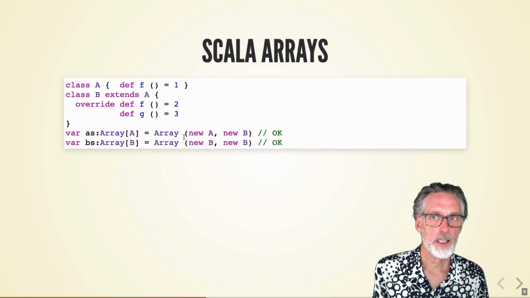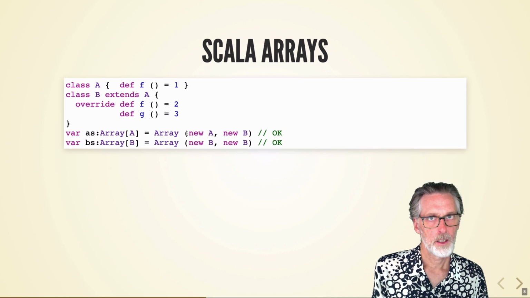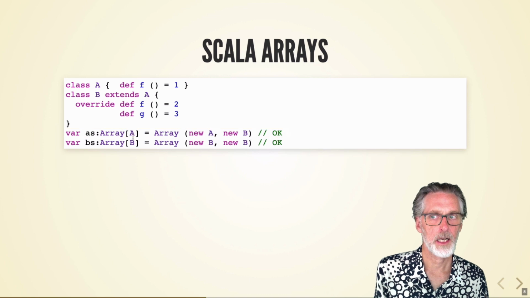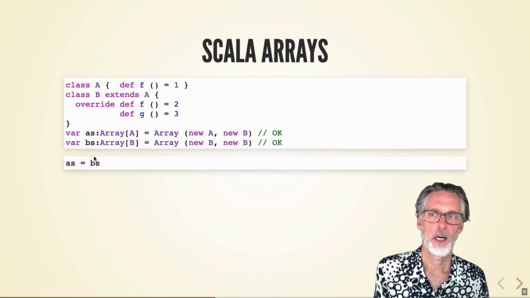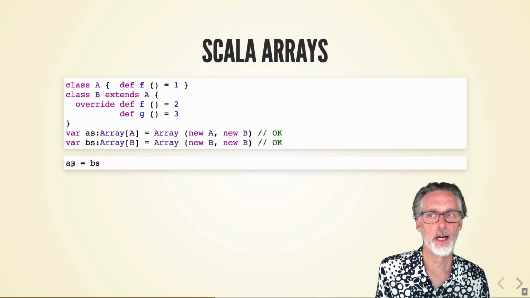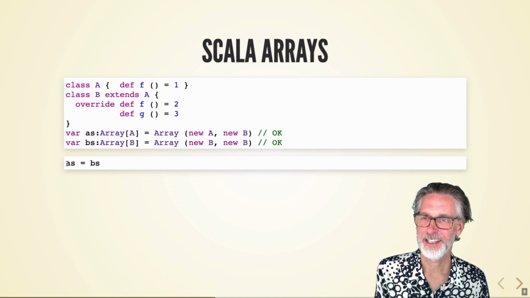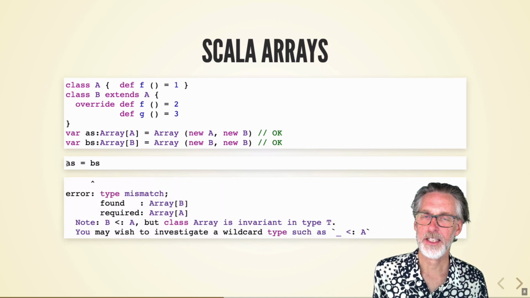Well, we can initialize arrays just as we did before. So I can take an animal and a bird and put them together and get an array of animals. Likewise, a couple of birds will give me an array of birds. No problems there. But what about taking the array of birds and treating it like an array of animals? This turns out to be not safe in Scala.